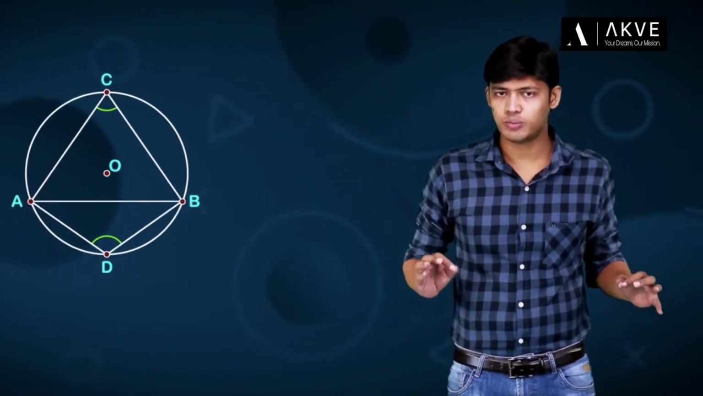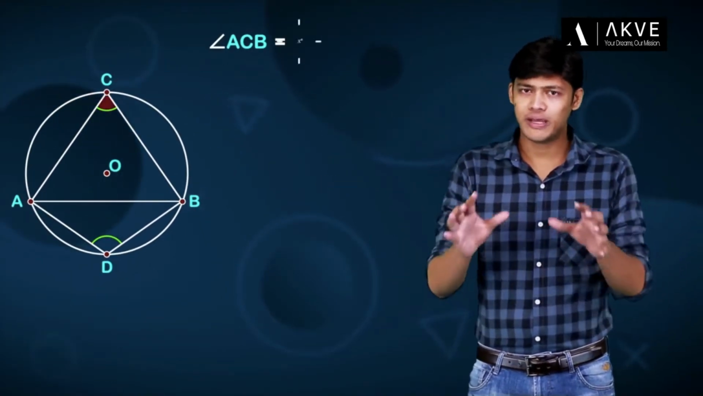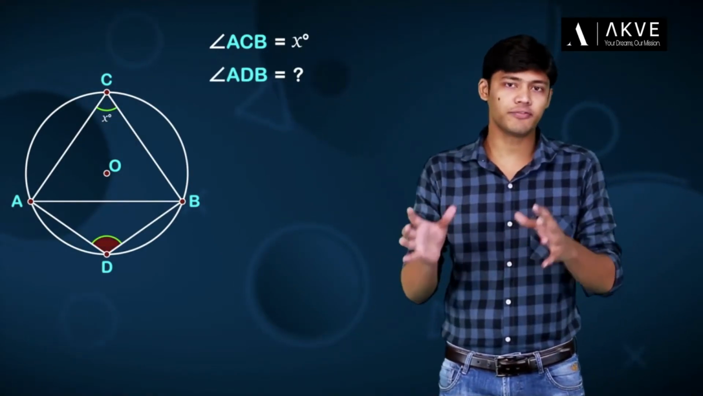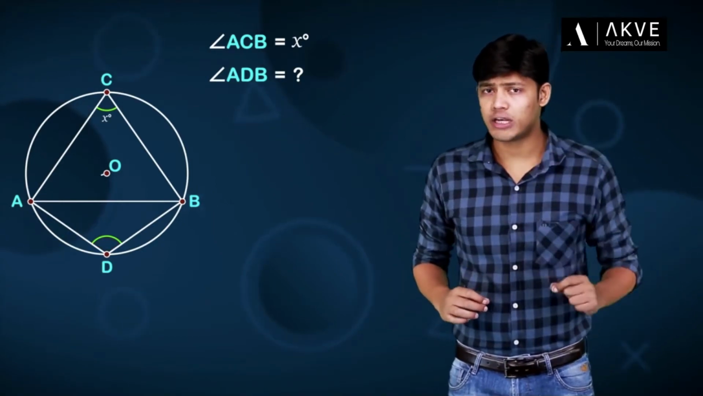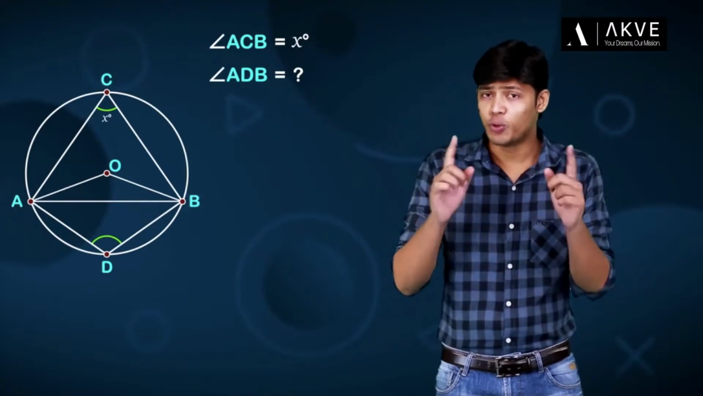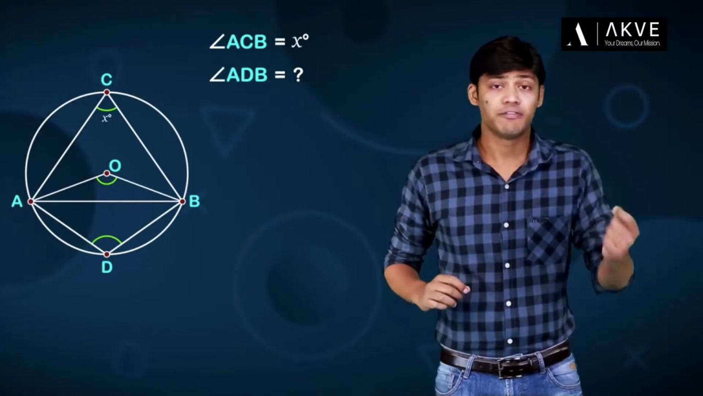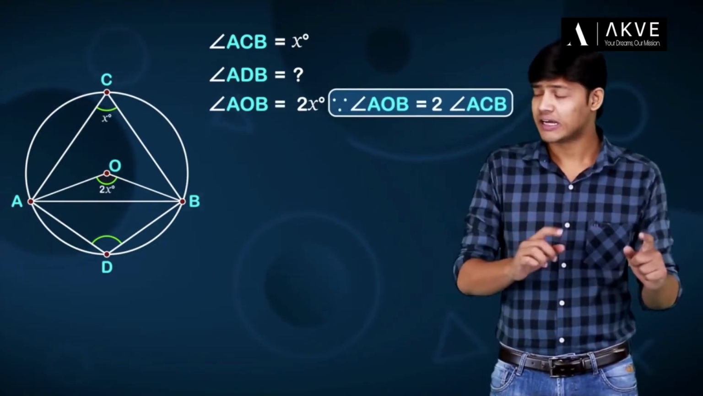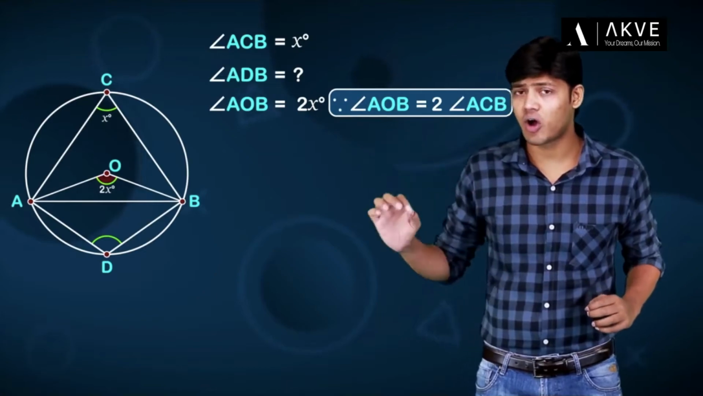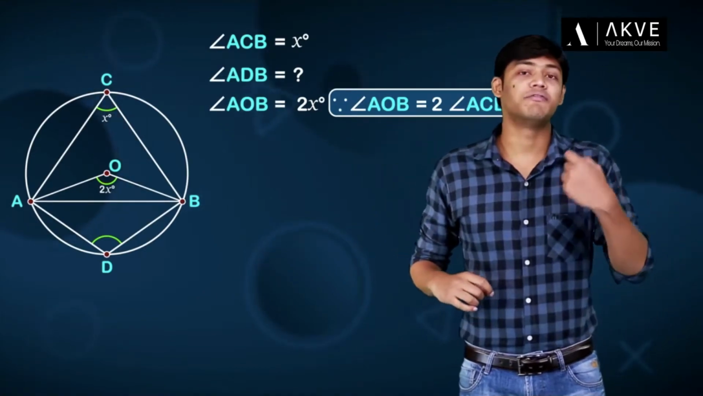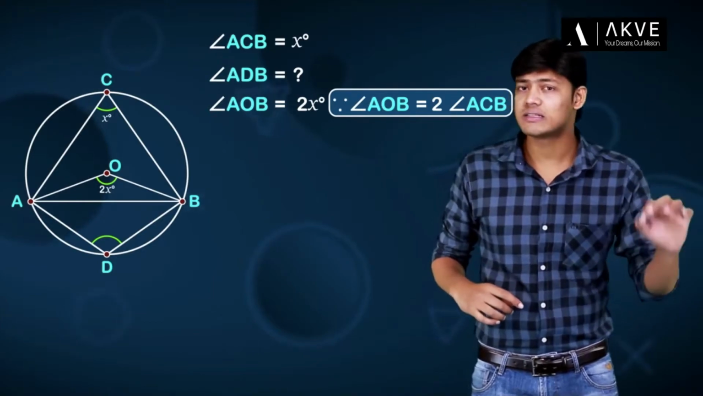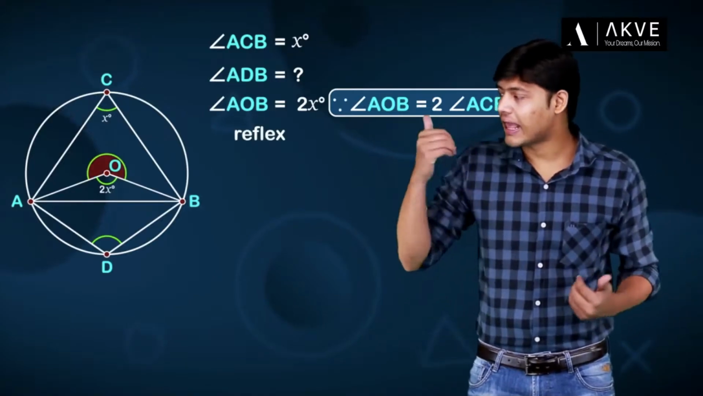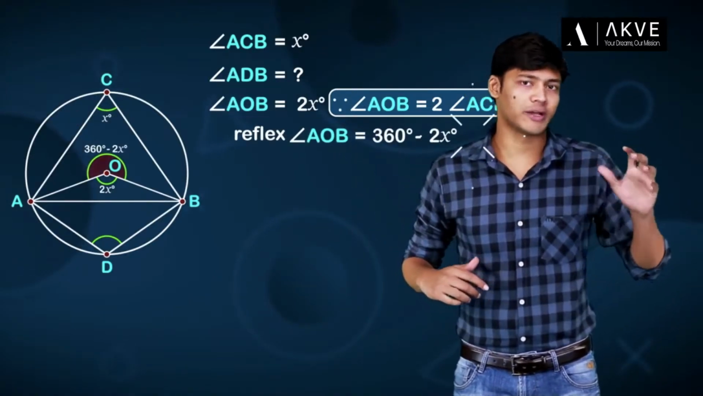First, let's assume the angle ACB to be x degrees. Now we have to find the angle ADB in terms of x. If we join OA and OB, we get the angle AOB. And we know that the angle AOB will be 2x degrees, since it is the angle subtended by the chord at the center of the circle, and we know that it will be twice the angle subtended at the circumference of the circle. Now the reflex angle AOB will be 360 minus 2x degrees.